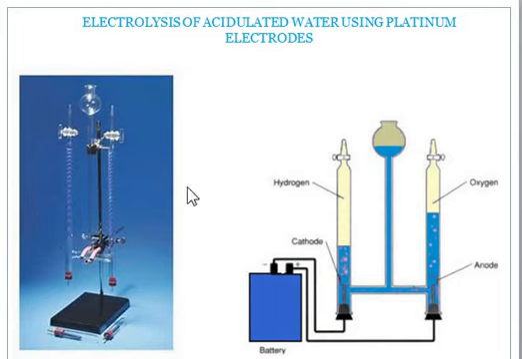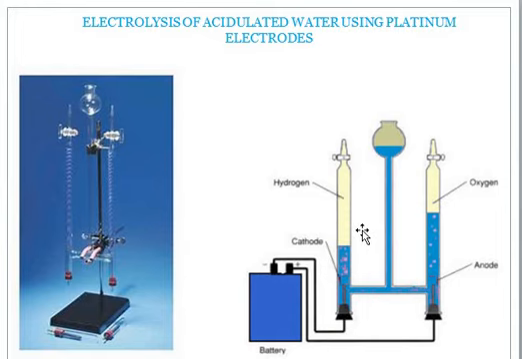Now, do you see this apparatus? This is the apparatus for the electrolysis of acidulated water. This is your cathode. See here, platinum gauze is placed here, and this is your anode. So this is your glass. Here water is introduced, and first the level will be similar. Now, water cannot conduct electricity. It consists of molecules, so water does not conduct electricity.